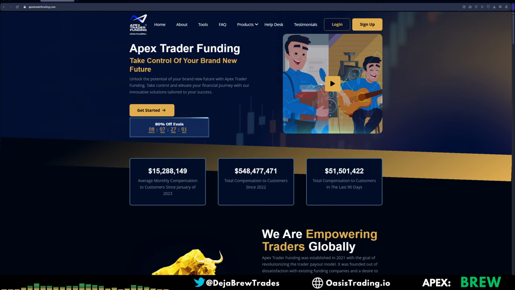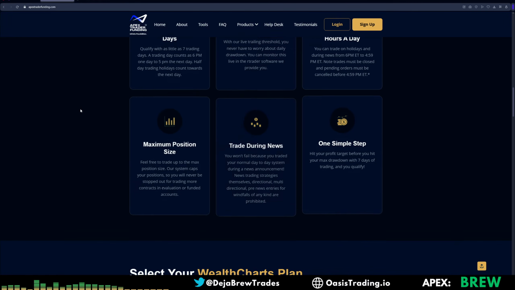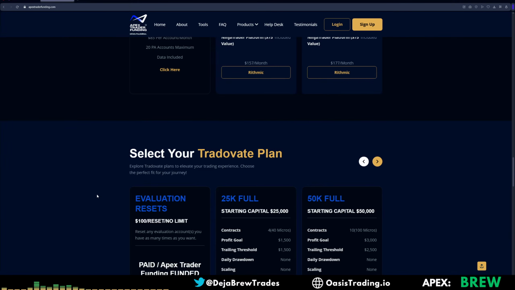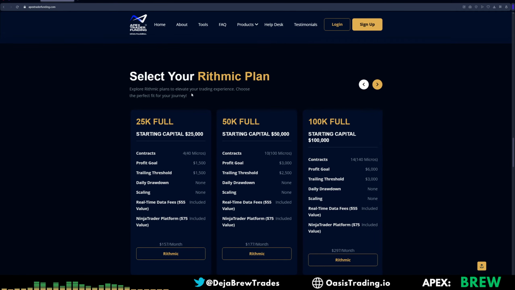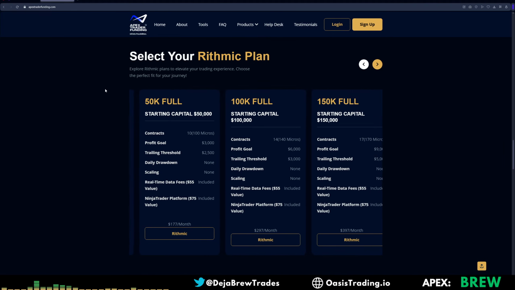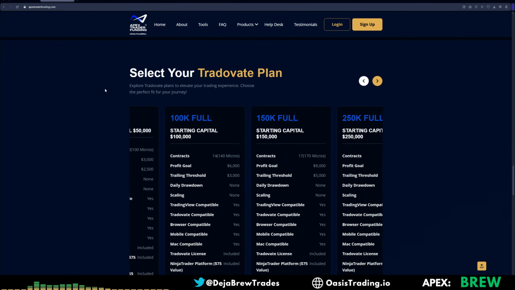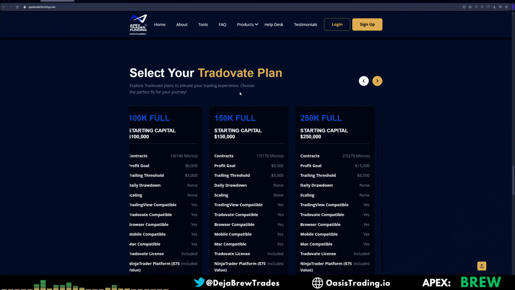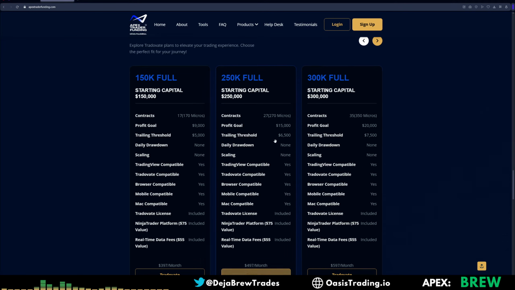So one thing to keep a note on is there are 3 different types of accounts when you guys are signing up for Apex. They have the Wealth charts, they have the Rithmic, and they have the Tradovate. Now, typically, for the most part, I do recommend the Rithmic accounts if you guys are using the NinjaTrader charts or the ATAS charts that I like to use on the live stream. If you guys would like a very simple platform, I basically call it the Robinhood of futures trading, which is Tradovate. Very, very simple. So if you guys are not using NinjaTrader or ATAS, I recommend the Tradovate accounts. And the prices are basically the same.